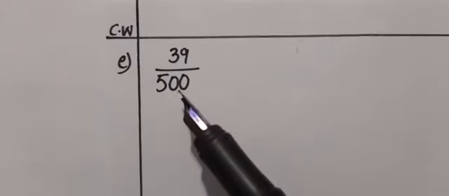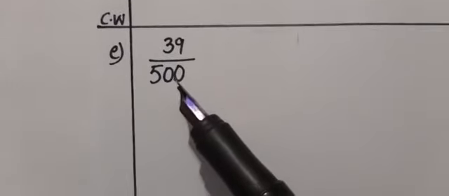I hope, boys, you have done part D by yourself. Our next sum is 39 by 500. As it has 500 in the denominator, can I turn this 500 into a power of 10? Yes. 500 twos are 1000. Yes, when you have two notes of 500, it is 1000 rupees. Okay, it is very easy. So let me help you doing it.